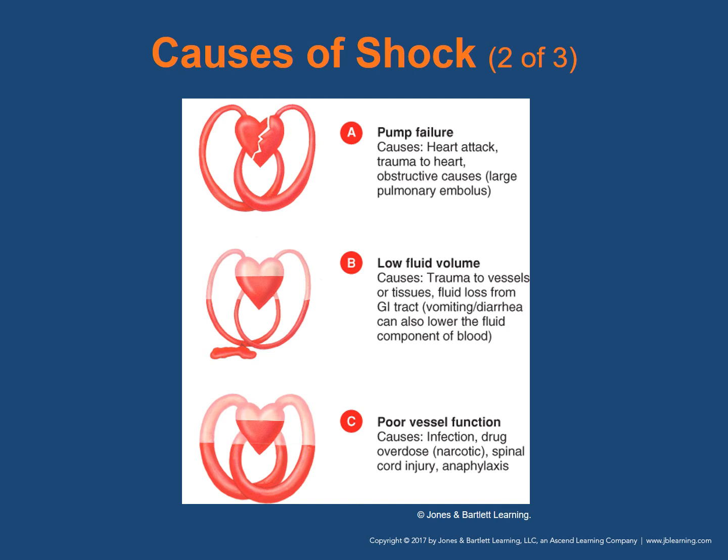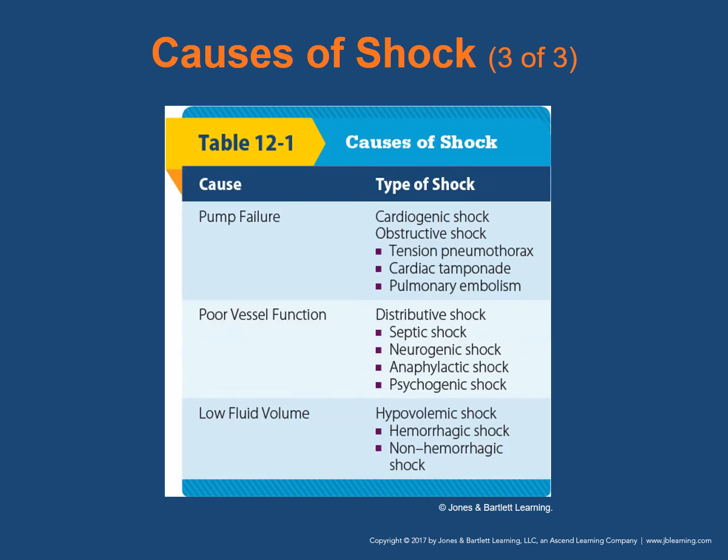You can see on the slide here some examples. Pump failure, an example is a heart attack. Low fluid, vomiting and diarrhea can cause this. And then vessel function, a spinal cord injury where my nerves aren't getting the messages that they need to constrict the blood vessels. And table 12.1, I'll repeat, table 12.1 in your book gives you another list of some great examples of failures and causes of shock.